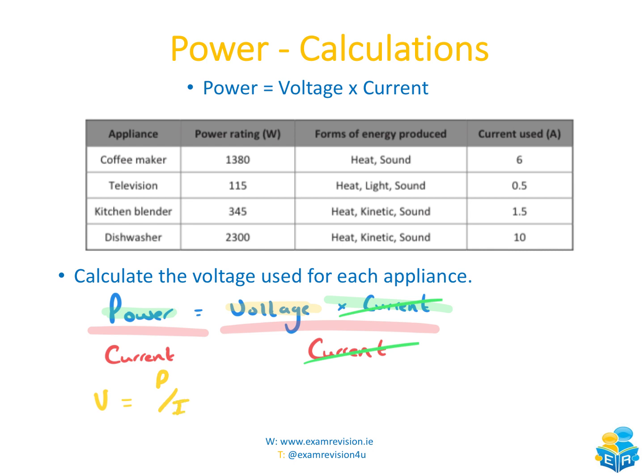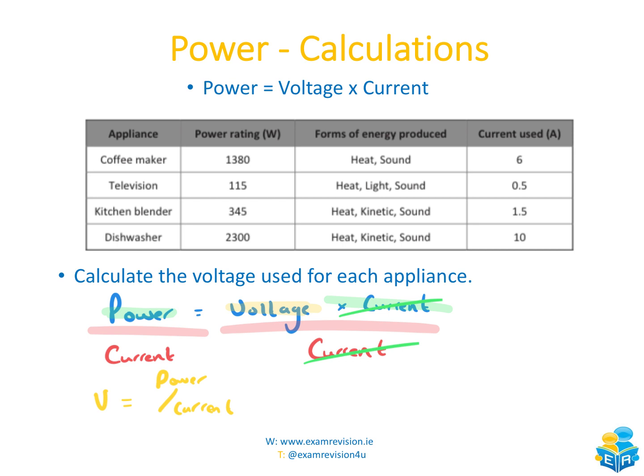So I'm just using the letter I there for current. I'll actually write the full words just to make it a little bit clearer for ourselves. So power divided by the current. So I just divided across by the current to work this out. Now, it says to calculate the voltage used for each appliance. So we have a couple of different calculations to do here. So I'm just going to do one or two of them.